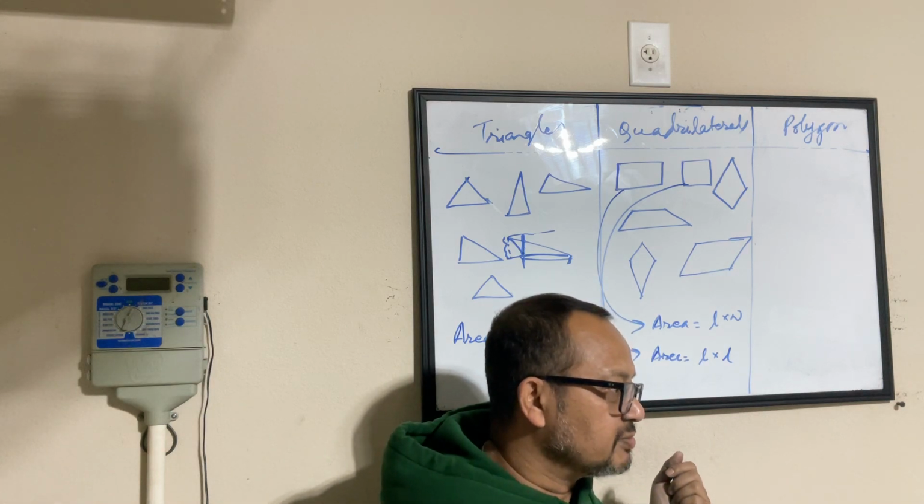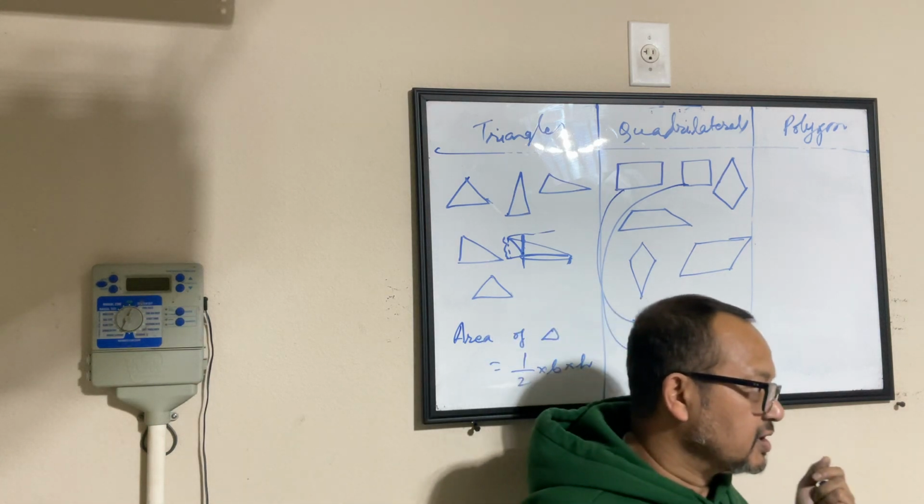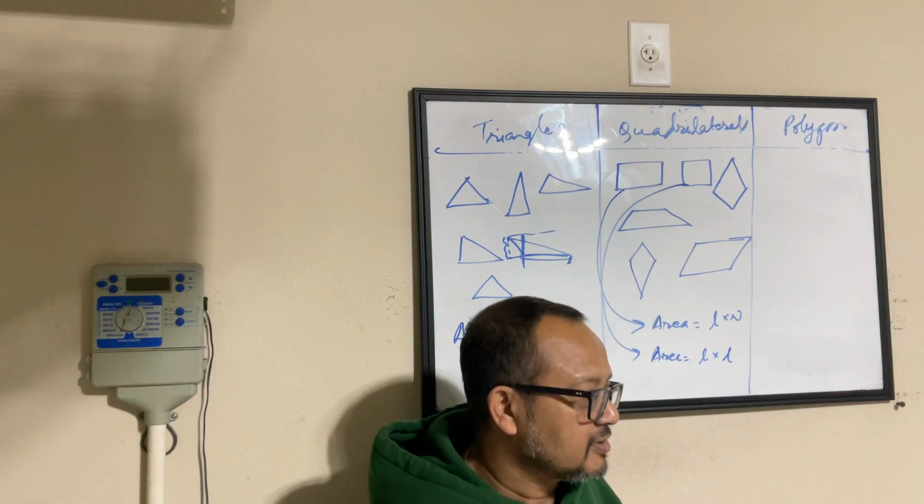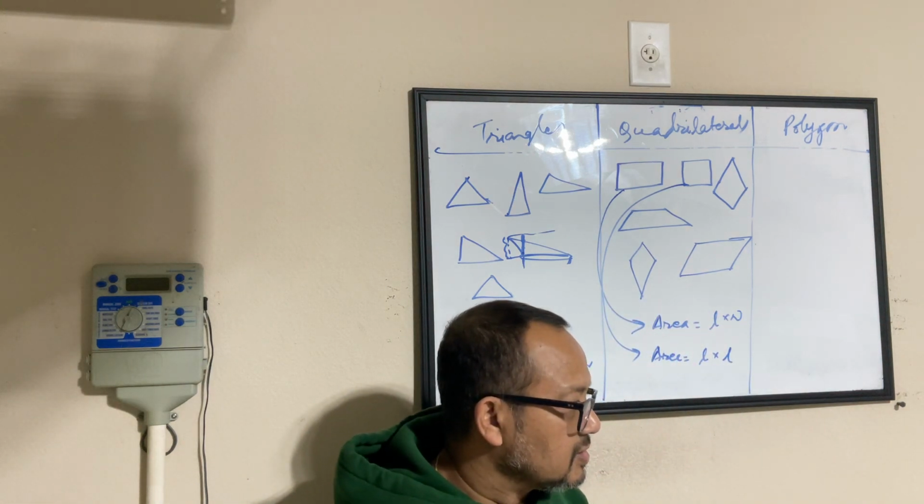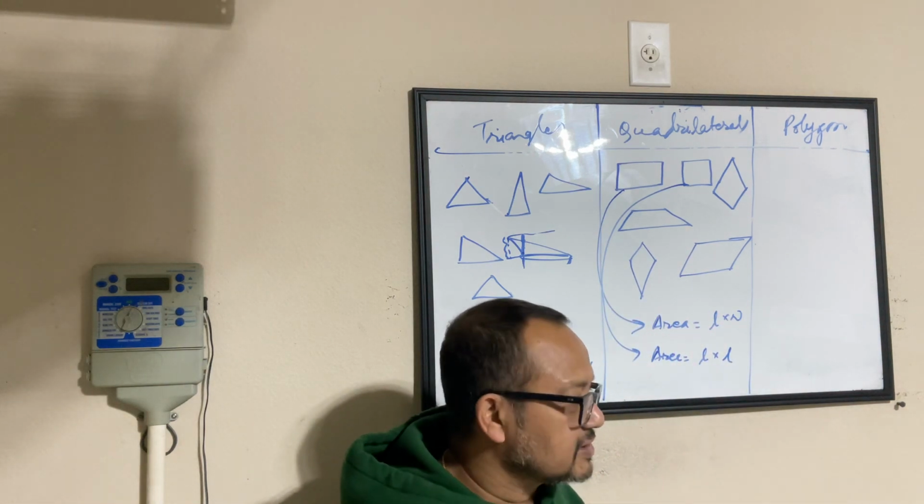Why are you switching from area to perimeter? I'm talking about area right now. I'm talking about the square's area, like length times length. Yeah, so that's what it is.